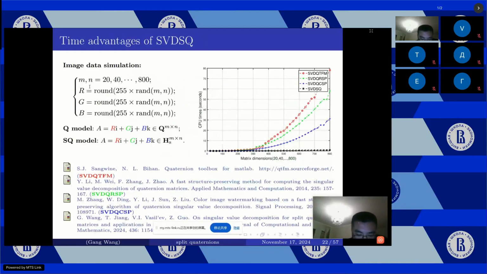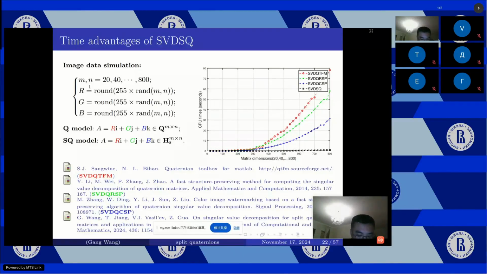Now that we have computed the SVD of the split-quaternion matrix, what advantage does it offer for image processing? We can conduct a brief analysis of its benefits from the perspectives of computational time and feature preservation. Let's examine the first experiment.